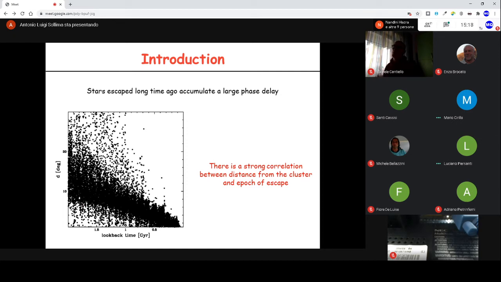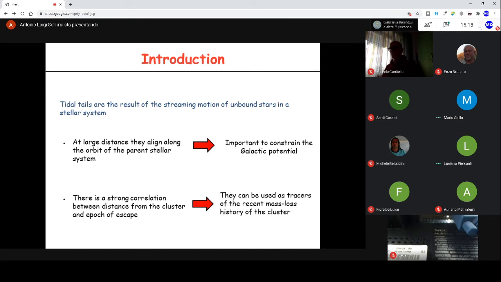This can be important because, for instance, if you want to study how was the loss of first generation stars in a globular cluster 3 gigayears ago, if you have a good view of the tidal tail at 10, 20 degrees, you can see this process at work back in time. So in general, this correlation means that you can use tidal tails or the stars in the tails to trace the recent mass loss history of the cluster.